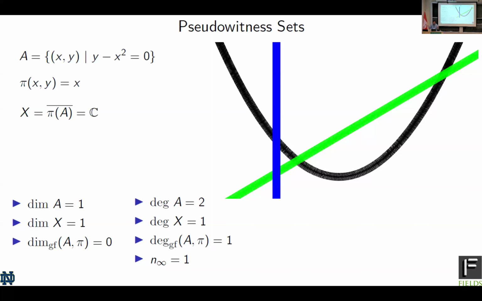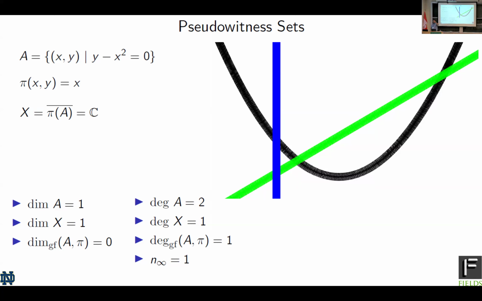Okay, let's give a very simple example. Suppose I want to take the parabola y minus x squared and project onto x. So y minus x squared has degree 2. So if I take a general slice, like this green one, I get 2 points.